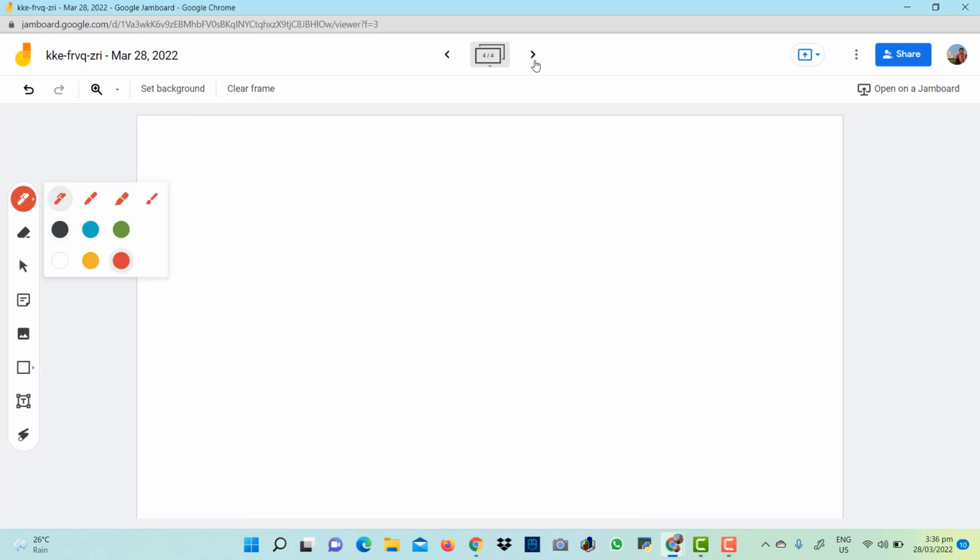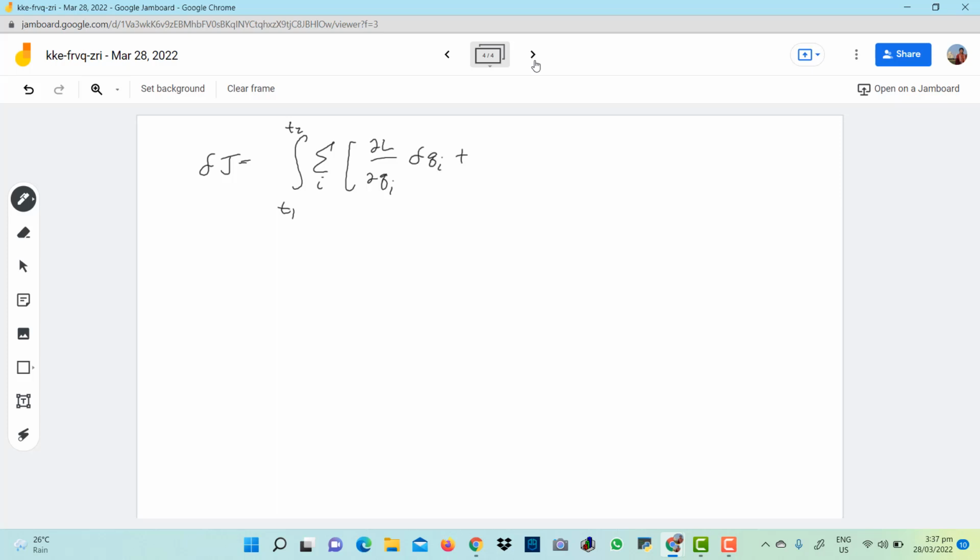So therefore, ma-rewrite na ko si J into this integral T1, T2, summation of i's, partial L, Qi's, delta Qi's plus, so itong isa partial L, Qi dot. Take note, ako Qi dot. Pero, gi-change na ko ang katong delta Qi dot into d/dt of the delta Qi, dt, and this is equal to 0. Okay? So, ingani siya form.